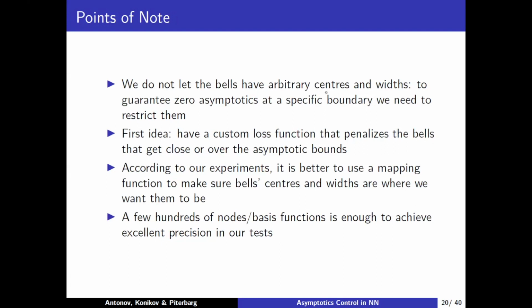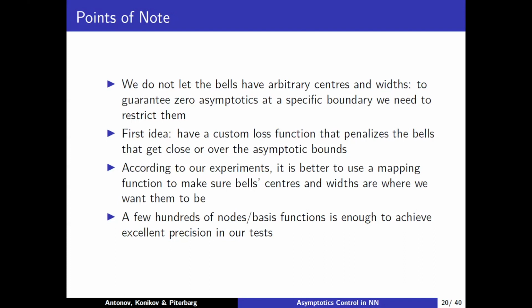So of course, to address zero asymptotics, we do not let the bells have arbitrary centers. As I said, to guarantee zero asymptotics, we should specify a boundary where we need to restrict them. So first idea, in the spirit of data scientists, is to modify the custom loss function, which penalizes the bells which get out of the asymptotic control. So imagine we have a bell out of the asymptotic bounds, and we don't like this guy, of course, because it will change our asymptotic. So we will penalize the function.